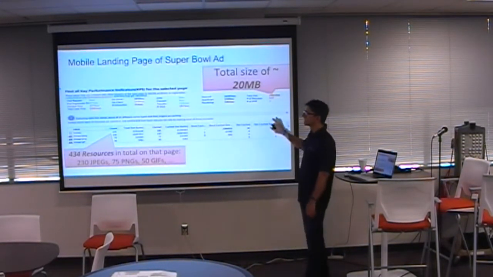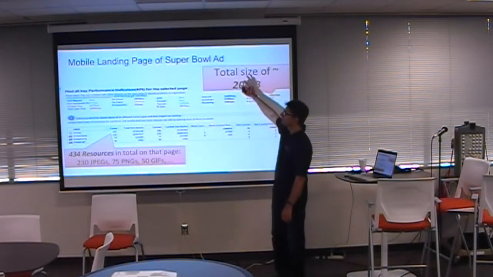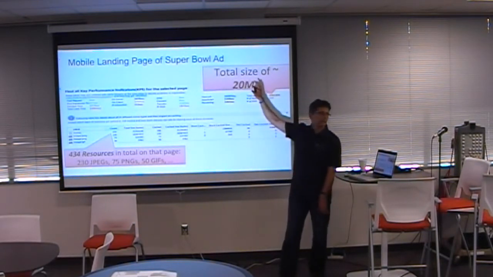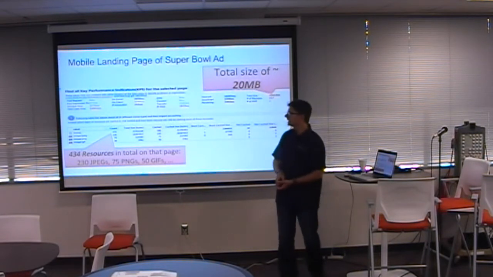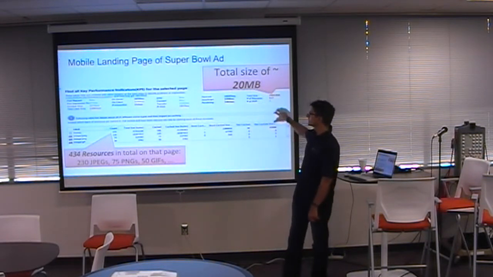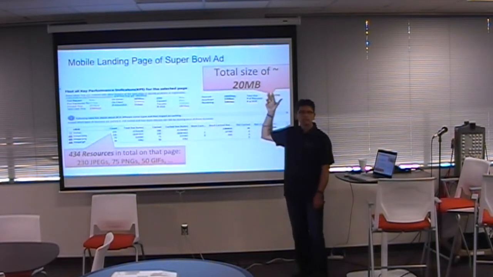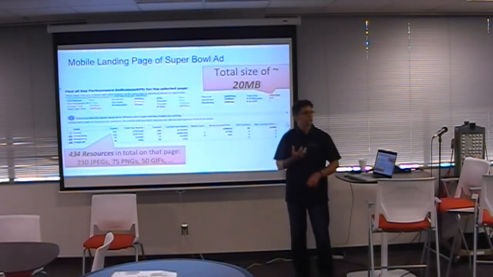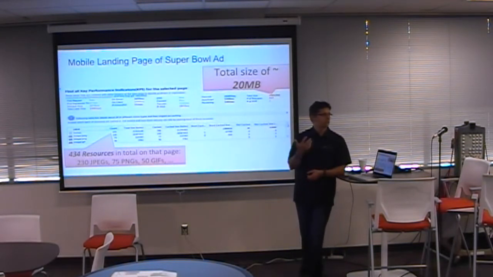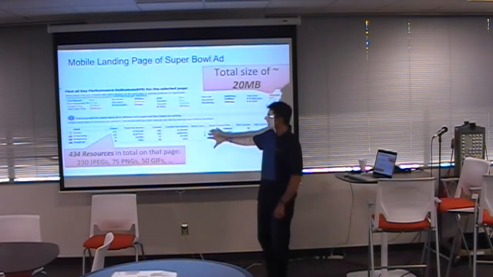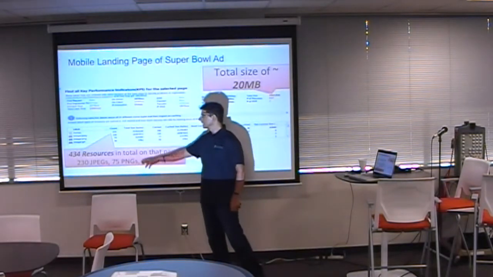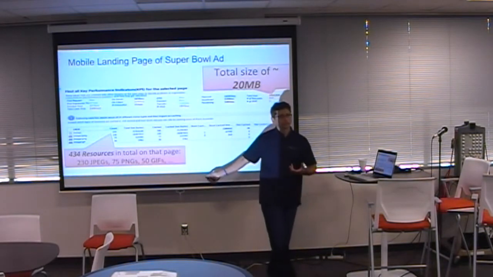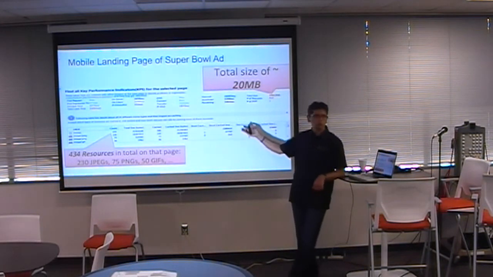For example, this is again the real data. This is the mobile landing page for one of the Super Bowl ads of this year. We looked at the data for this particular site, and what we are seeing is that the size of the page is 20 MB. They're downloading so much content for CSS, JavaScript, and images that the page has so much load in it that it's taking forever to load. And even if you look at some of the metrics here, you can see that they're downloading 230 JPEG images, 75 PNGs, and so on.